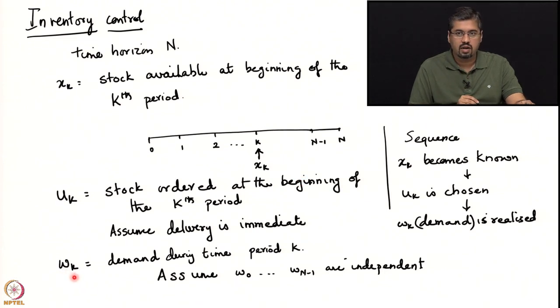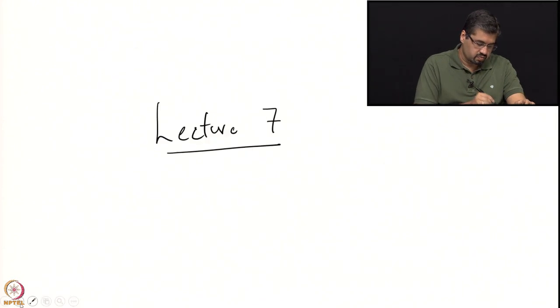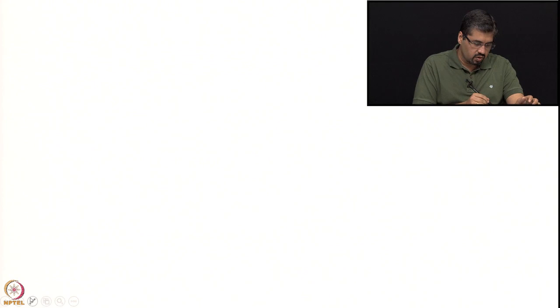The demand that comes to our shop, that demand is denoted wk, and this is exogenous and random. So this is the noise in our system. So the sequence of events is that first the state becomes known, then the action is chosen, which is the inventory is ordered, the additional inventory is ordered, and then the demand gets realized. So the inventory has to be ordered even before the demand for the time period k is realized.